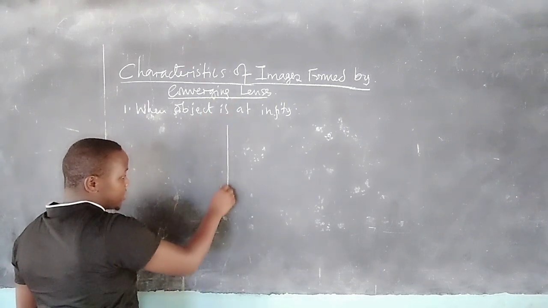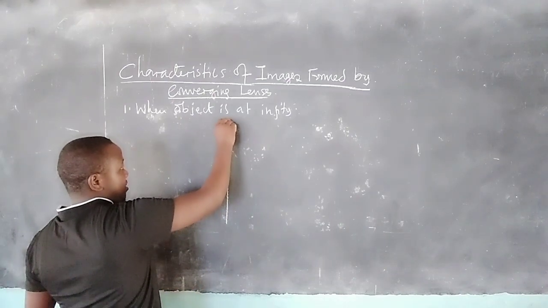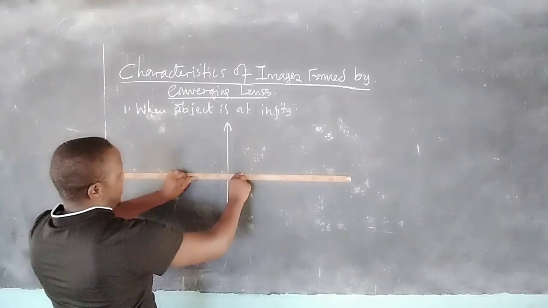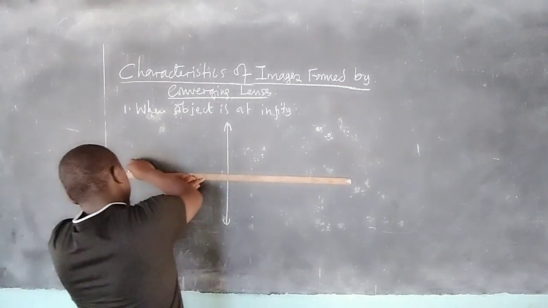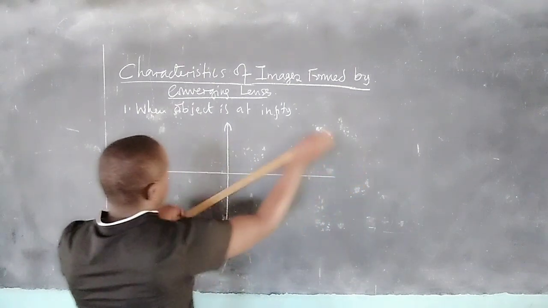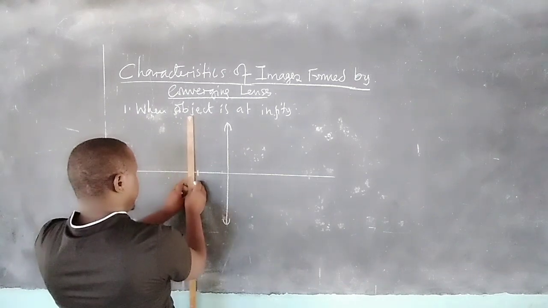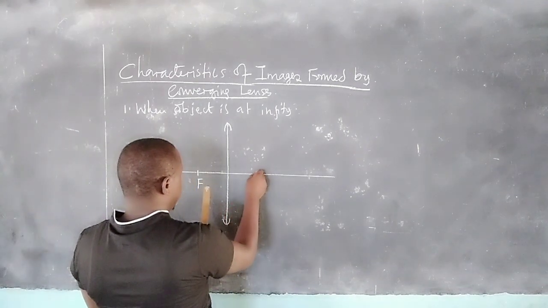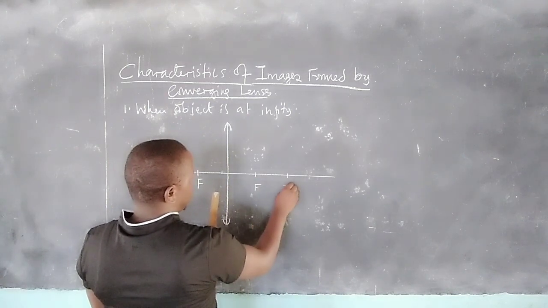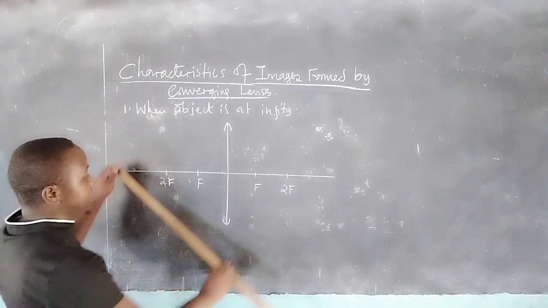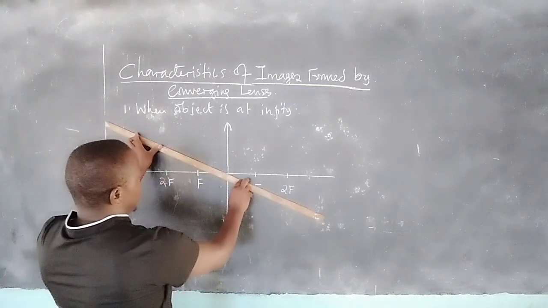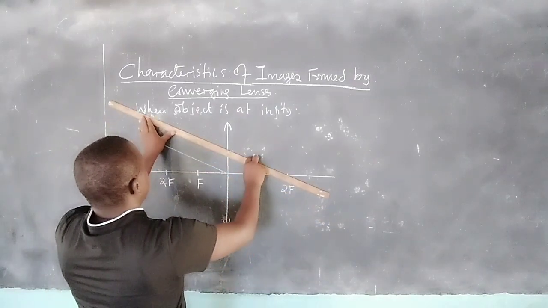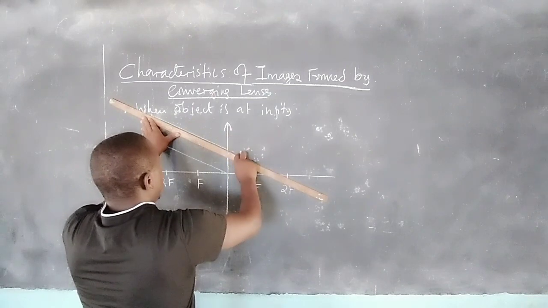So in the ray diagrams, we use a straight line with the curve of a converging lens at the top and at the base to represent a converging lens. Therefore, a converging lens with F and twice F. We are saying rays are traveling from infinity, rays from infinity to the lens.